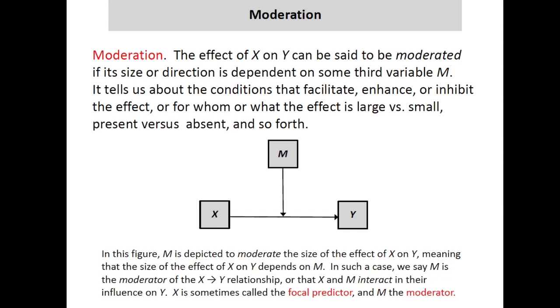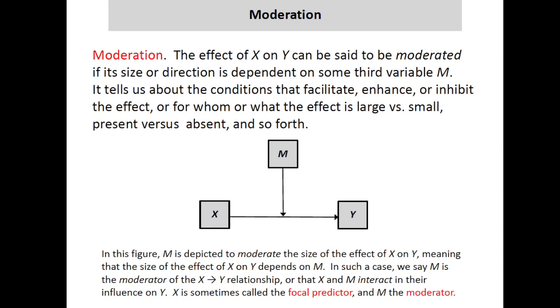So moderation refers to the conditions that facilitate or inhibit an effect, or it talks about questions of whom. So for whom is this effect large versus small, present versus absent? Here's a graphical or conceptual depiction of moderation, where X's effect on Y is itself influenced by something else. Hence the arrow from M pointing at the path from X to Y. So M is depicted here to moderate the size of the effect of X on Y. So that effect depends on M. And in that case, we would say that M is a moderator of the X-Y relationship.